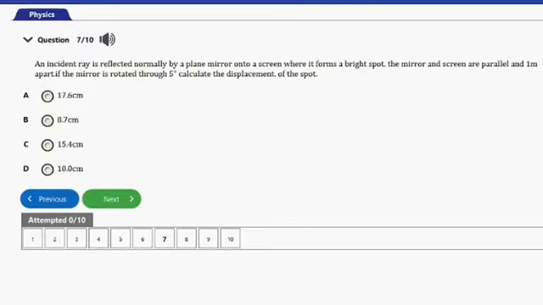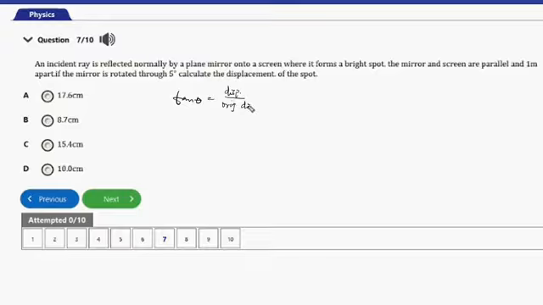So the mirror and screen are parallel and 1 meter apart. If the mirror is rotated through 5 degrees, calculate the displacement of the spot. So guys, in order to calculate this, we are going to use the formula tan theta is equal to displacement from the spot over original distance.